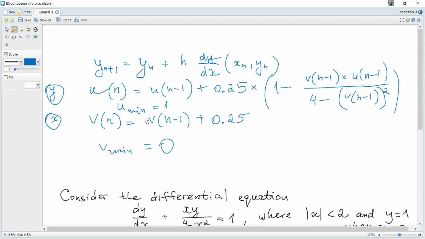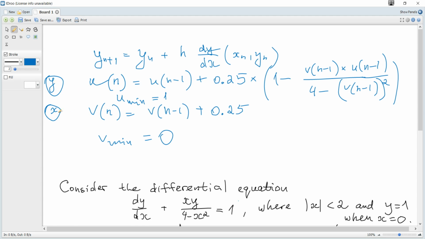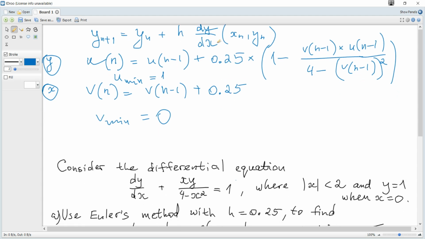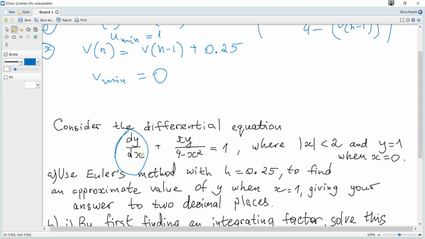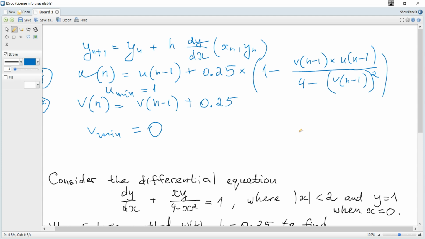And for the calculator, let u be y, v be x, and for the calculator n-1 means the current point, and n means the next point. So the next y value becomes u of n is the current y value u of n-1 plus a step here 0.25 multiplied by the derivative, and the derivative we just solve from the given differential equation for dy over dx, and you can see it's 1 minus xy over 4 minus x squared.